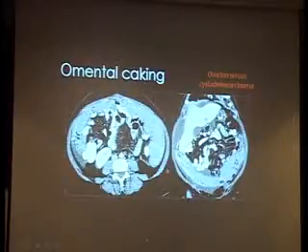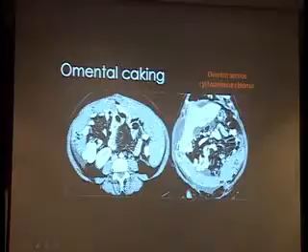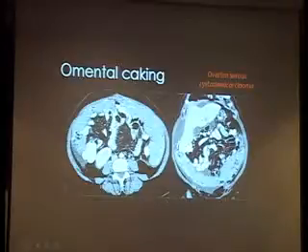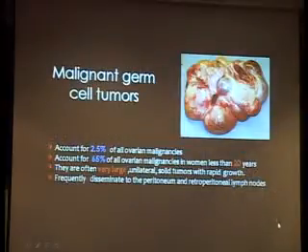And this is an example of a huge omental cake, and you can see it in the coronal image. And many times you can see the omental cake, but you cannot see the tumor because it is small. Then we used to biopsy this omental cake to know what's going on.